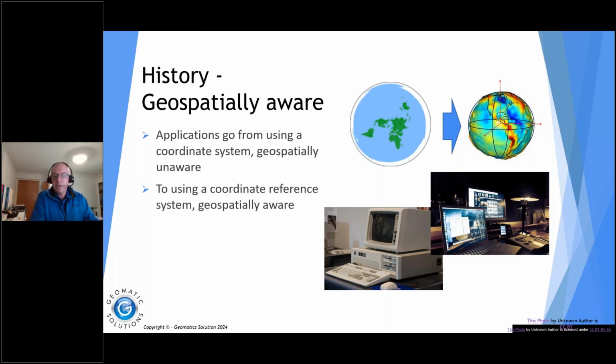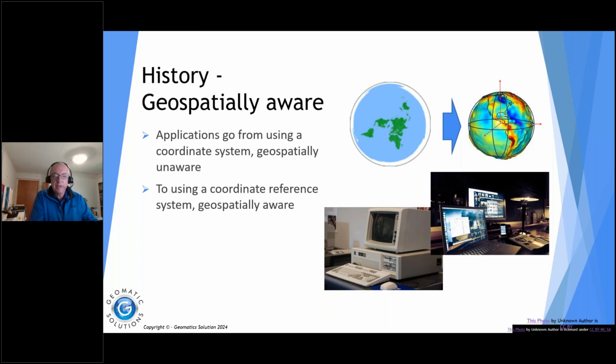And most of the machines were simply a copy of a piece of paper which represents a coordinate system rather than a coordinate reference system. And we call that geospatially unaware. ArcGIS, for instance, was geospatially unaware when it came out to begin with. AutoCAD is another one that was geospatially unaware, that has changed over time. Now, today's applications are geospatially aware, however. They follow these principles that we've gone through.